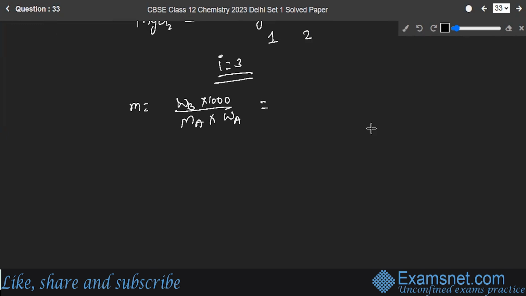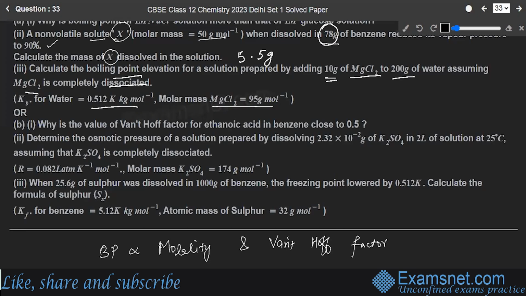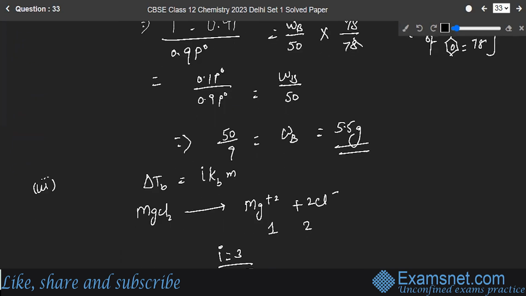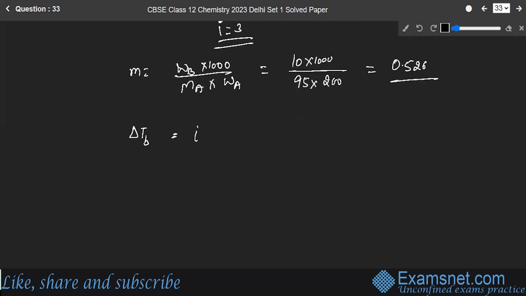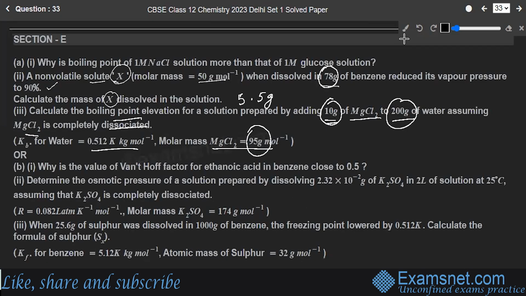Let's fill in the values. The weight of magnesium chloride is 10 gram, the weight of water is 200 grams, and the molecular mass of MgCl2 is 95. So this will be 10 into 1000 upon 95 into 200, which on solving gives you 0.526. Now delta Tb is equal to i into Kb into m. i is equal to 3, the value of Kb given in the question is 0.512, and the molality is 0.526. This gives you 0.808 Kelvin. So this is the right answer to the question, 0.808 Kelvin.